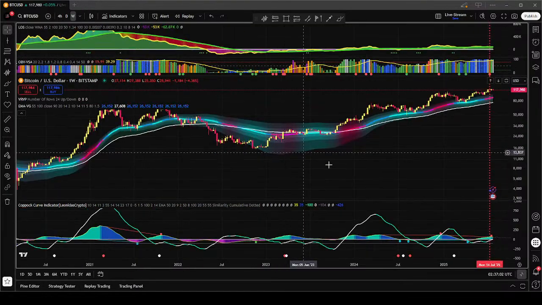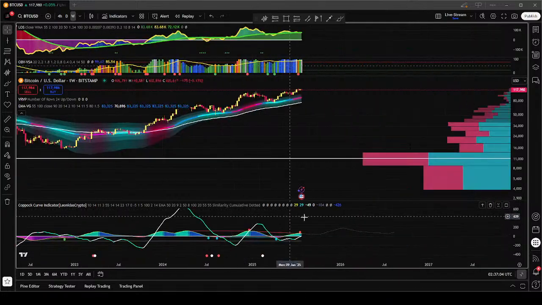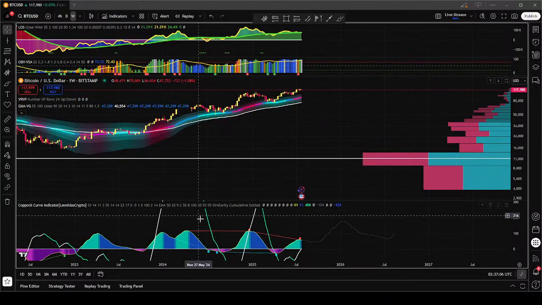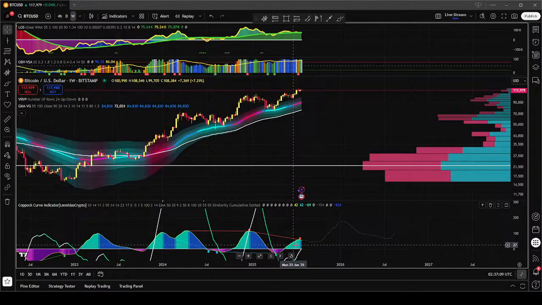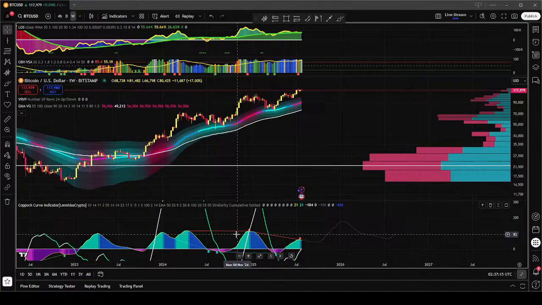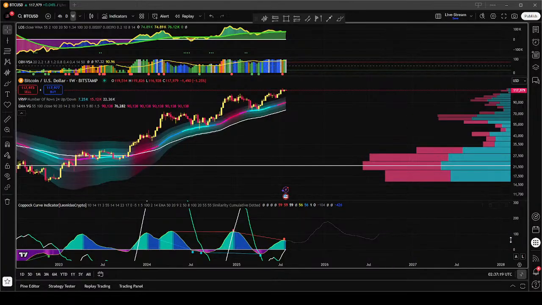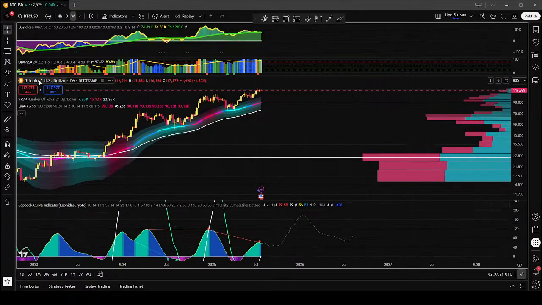Weekly chart is obvious here. We have finally this, not just one, we have two bearish divergences here in the weekly chart, and this is very concerning because it's the first time I see something like this in Bitcoin. Okay, now we are gonna see a sell signal very soon here.